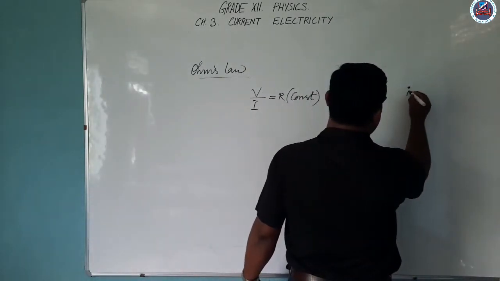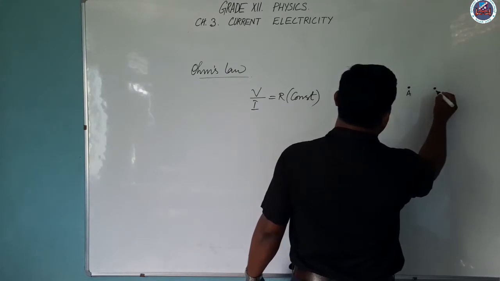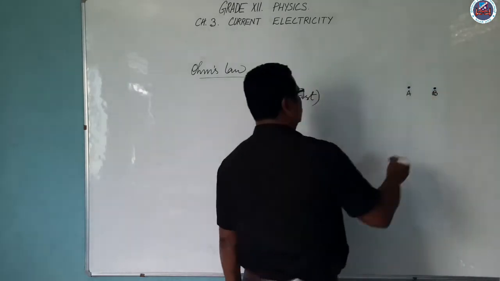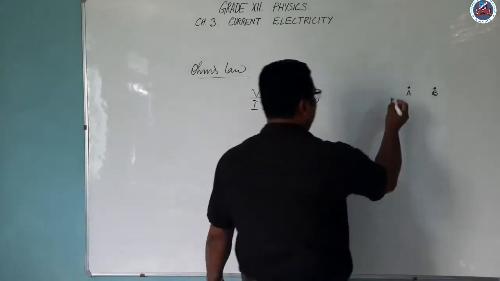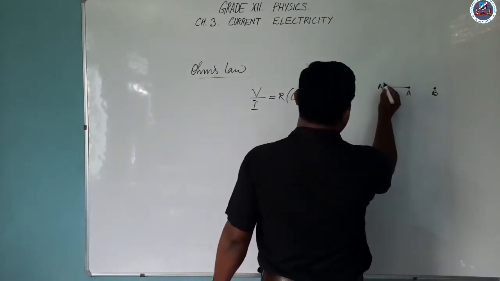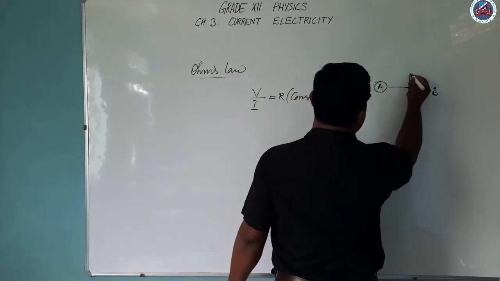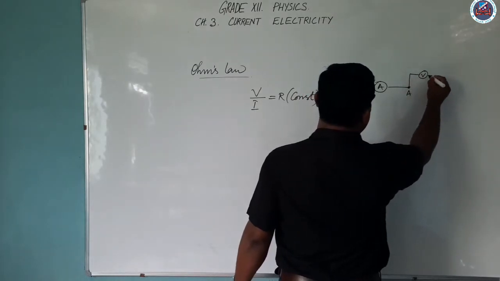Suppose these are the two ends where you are going to fix a material to know its resistance. We will connect one ammeter here. At these two ends, we will connect one voltmeter.